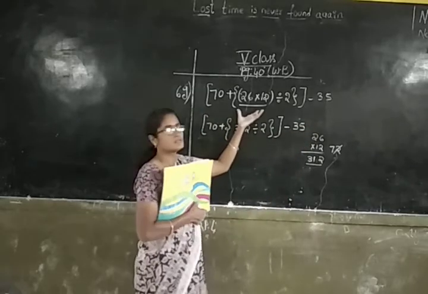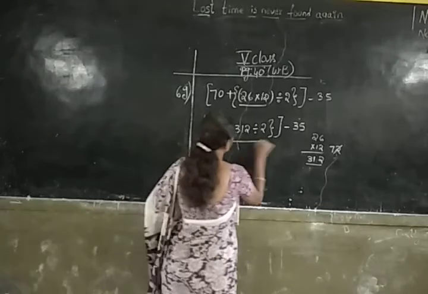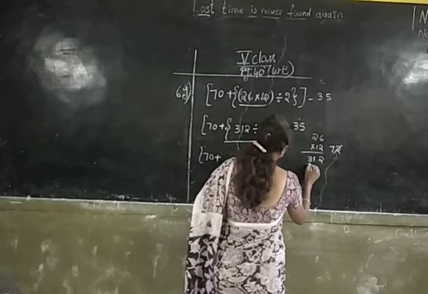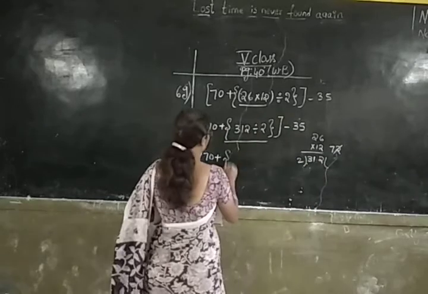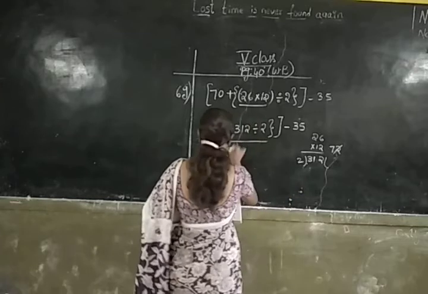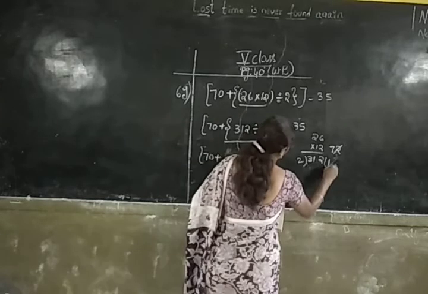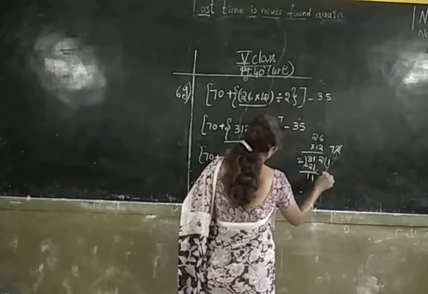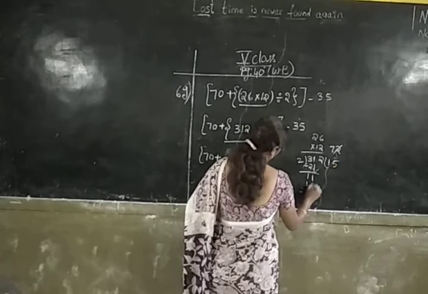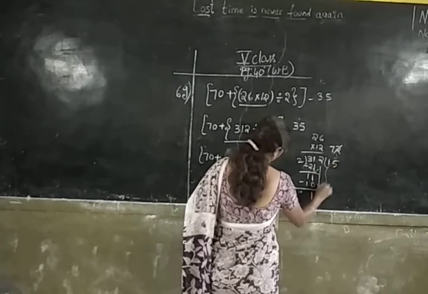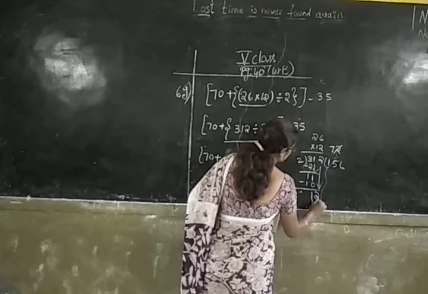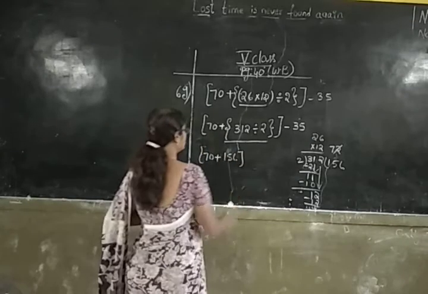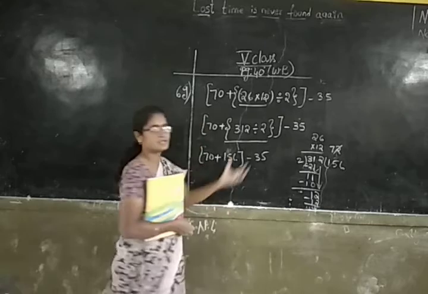So after solving the terms inside the round bracket, you have to solve the terms inside the flower bracket. 70 plus, so 312 divided by 2. 2 goes in 3 one time. 3 minus 2 is 1. Bring down 1. 2 goes 5 times in 11. 10. 1. Bring down 2. 2 goes 6 times in 12. So the answer is 156.